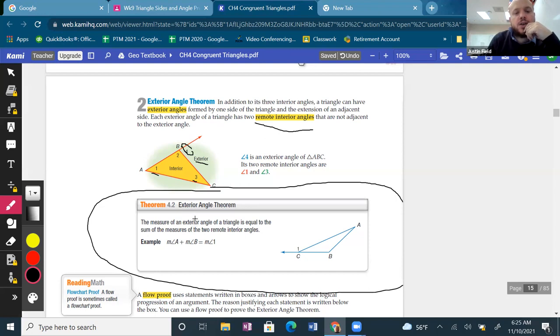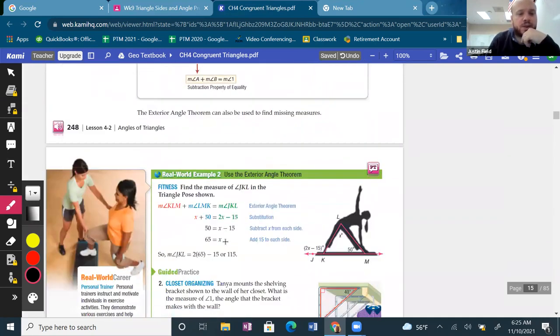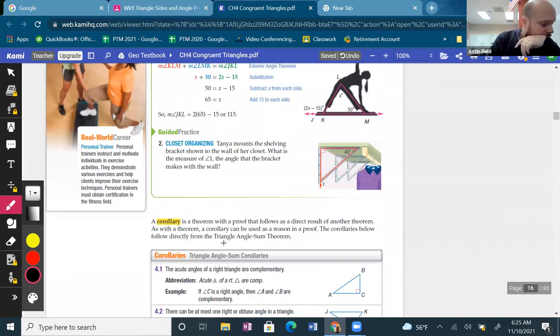All right, so why do we even care about all that? Here's why. It's because the measures of the remote interior angles are equal to the exterior angle. So if this is 120, for example, then these two angles, if I add them together, they would add to 120. It doesn't even look like it, but it's true. The measure of the exterior angle of the triangle is equal to the sum of the measures of the two remote interior angles.